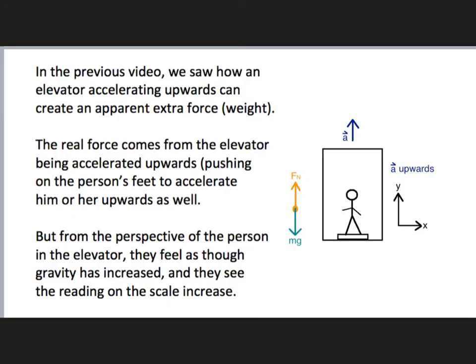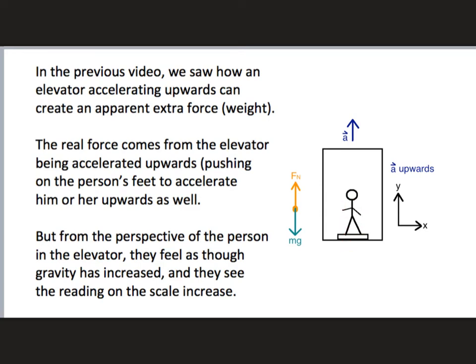Okay, in the previous video, we saw how an elevator accelerating upward can create an apparent extra force, the weight. So the reading on the scale would go up if the acceleration was going up. Now, that real force comes from the elevator being accelerated upwards. It's actually pushing on the scale, which is pushing on the person to accelerate the person upward. So there's a real force. But from the perspective of the person in the elevator, they just feel heavier. It feels as though there's a force in addition to gravity pulling them down.